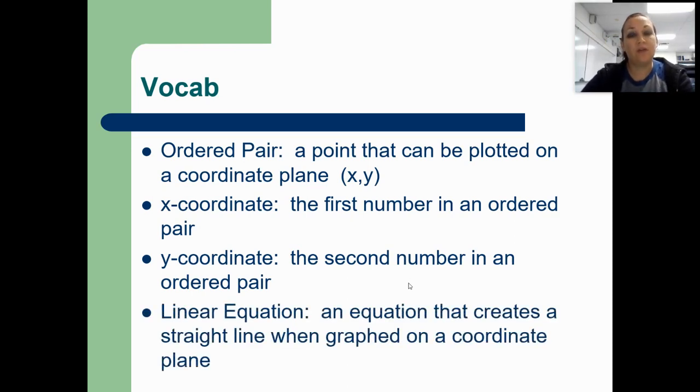Now, if I'd rather have you draw a line instead of just a point, then I would write a linear equation. A linear equation is an equation that creates a straight line when graphed on a coordinate plane. For right now, we're just going to be dealing with ordered pairs. We'll start working with linear equations on Thursday. Remember, if you're not done writing down, pause the video and finish writing before moving on.